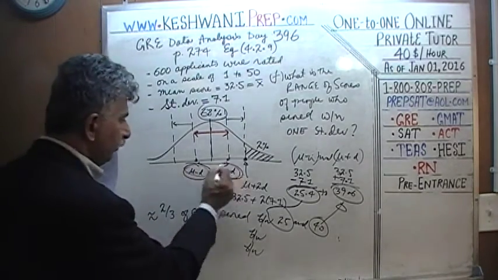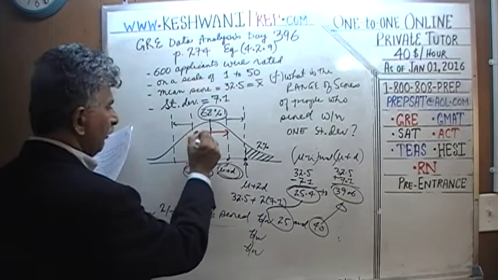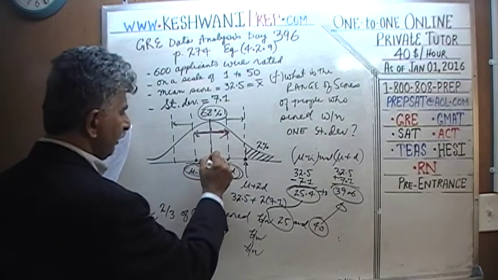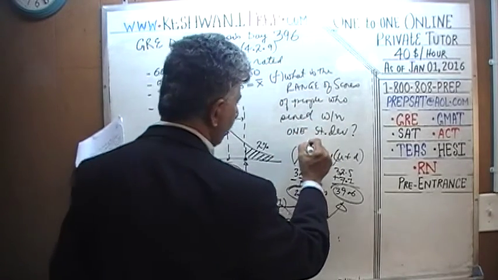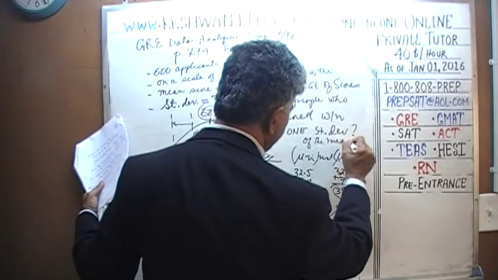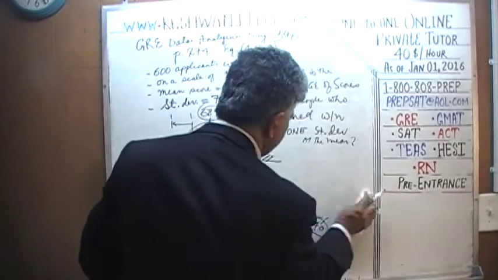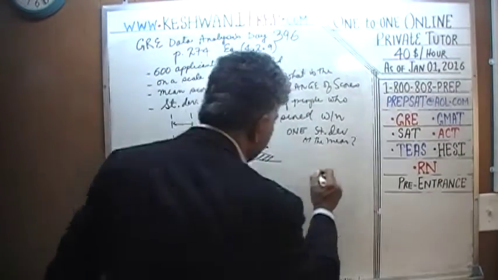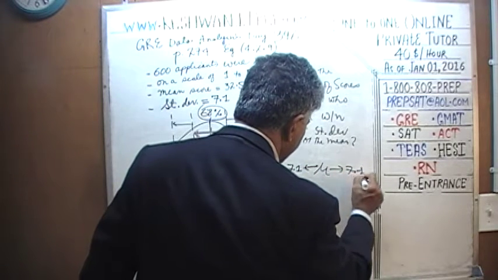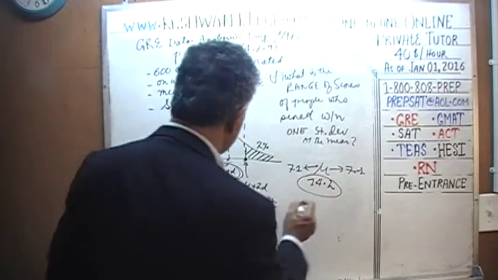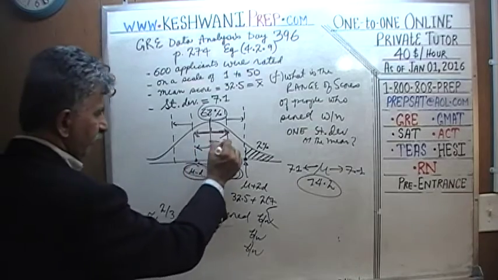The range is 14.2. Because what's the range of scores of people who scored within one standard deviation? We go one standard deviation this way, one standard deviation this way, from the mean. Well, here's your mean. It's going to be 7.1 less than that. This is going to be 7.1 more than that. Of course, the range is 14.2. This is your mean, 7.1 this way, 7.1 that way.